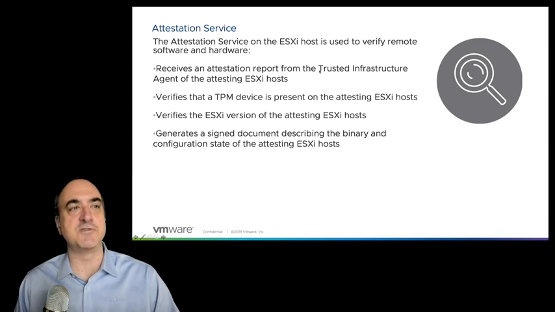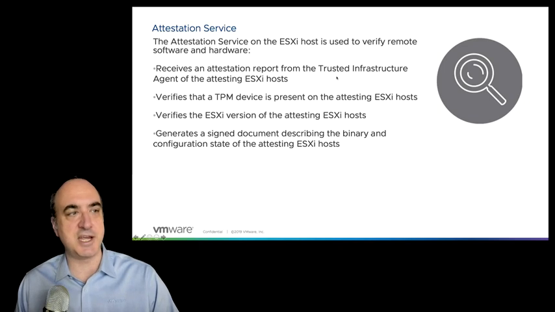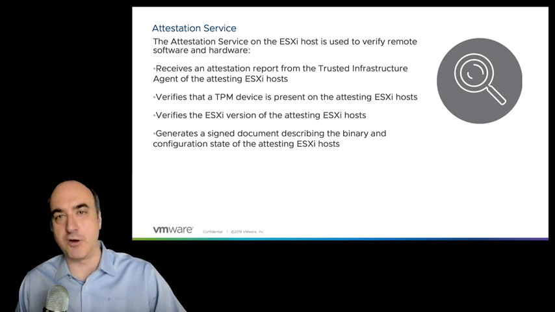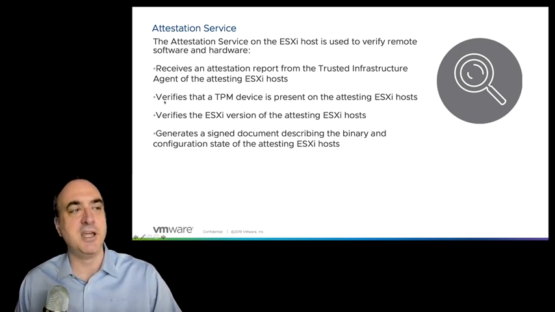So getting a closer look, the attestation service, that's the attest-D service, right? This is the service that is running on the hosts that are in the VTA cluster. They will receive the attestation report from the Trusted Infrastructure Agent that's running on the attesting host. That's the one that's the KMXA. It verifies the TPM device is present on the attesting host based on verifying the version and the hardware requirements that the TPM was defined when you set this up originally. It also will verify the host version on the attesting host.